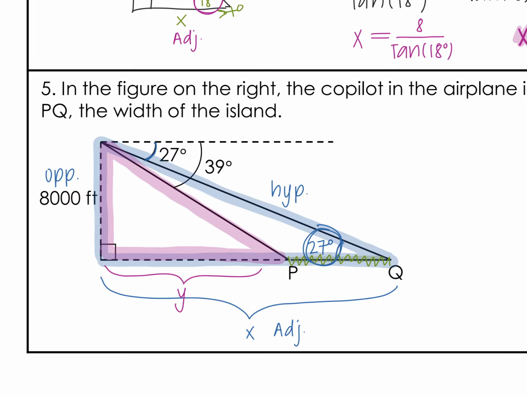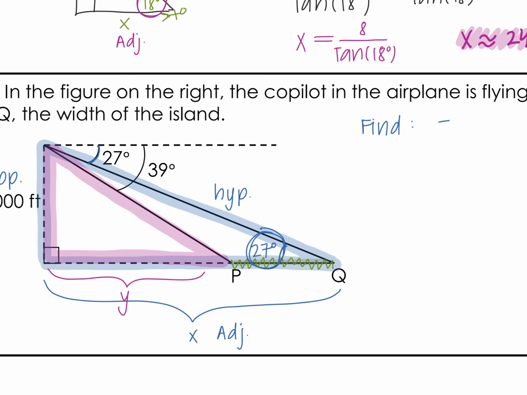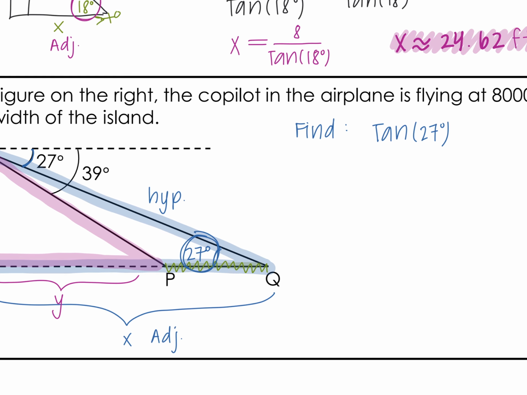Okay, so now that I see that, I can see I know nothing about that hypotenuse. The only trig function that will not use hypotenuse is going to be my tangent. So for me to find x, I'm going to use tangent of my theta, my angle, so 27 degrees, is going to be equal to my opposite, which we labeled as that 8,000, divided by my x, what I'm trying to find, that adjacent. Okay, and so now I want to solve for x.